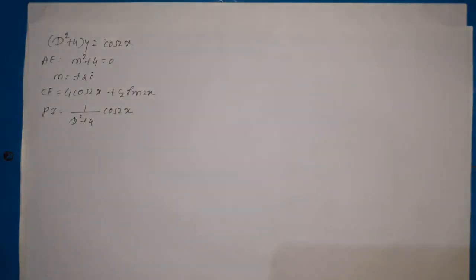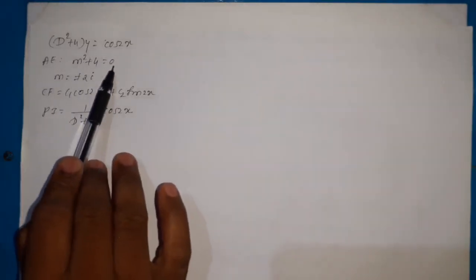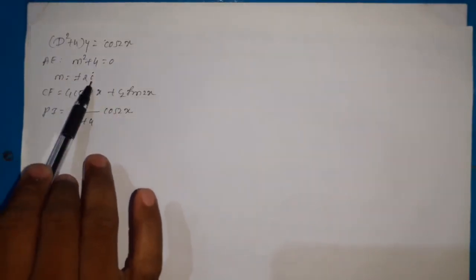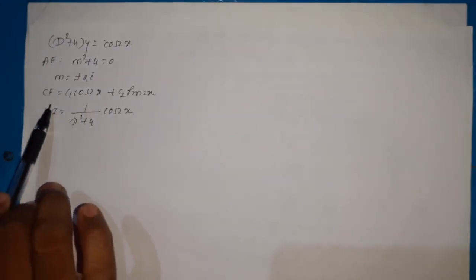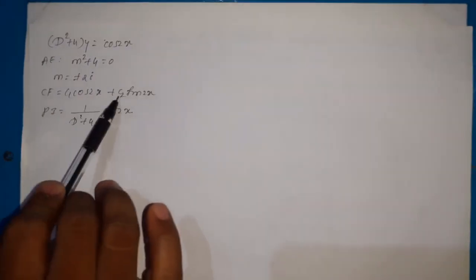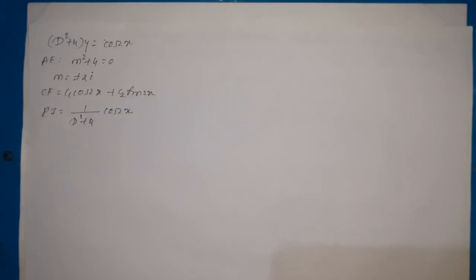The next example is (D square plus 4) y is equal to cos 2x. The auxiliary equation is m square plus 4 equal to 0, m equal to plus or minus 2i, and the complementary function is c1 cos 2x plus c2 sin 2x. Then the particular integral is 1 divided by D square plus 4 into cos 2x.